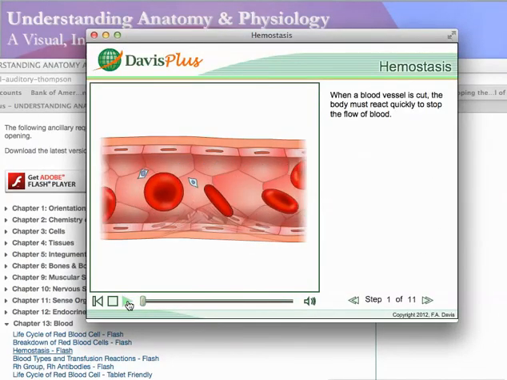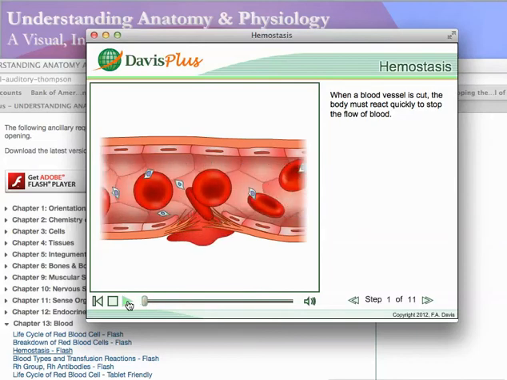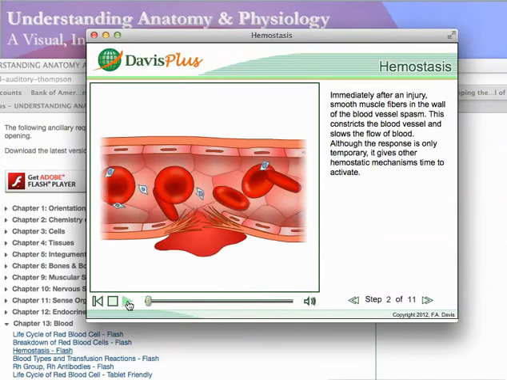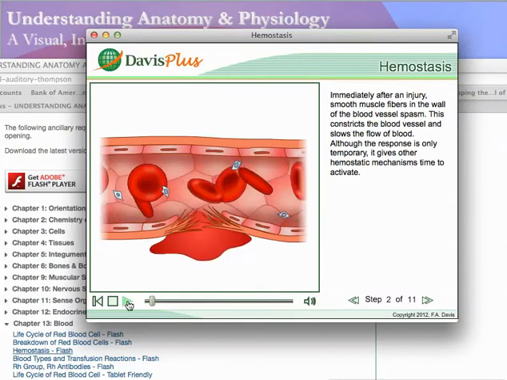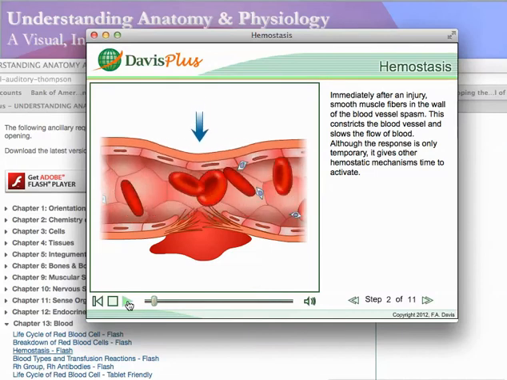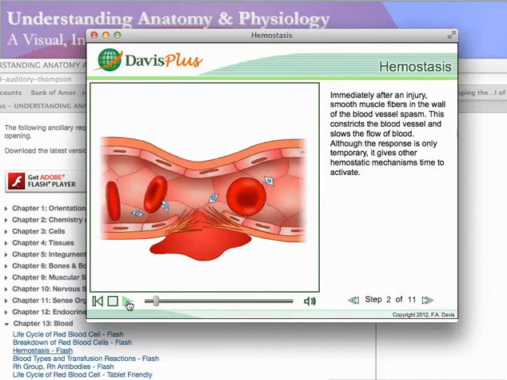When a blood vessel is cut, the body must react quickly to stop the flow of blood. Immediately after an injury, smooth muscle fibers in the wall of the blood vessel spasm. This constricts the blood vessel and slows the flow of blood. Although the response is only temporary, it gives other hemostatic mechanisms time to activate.